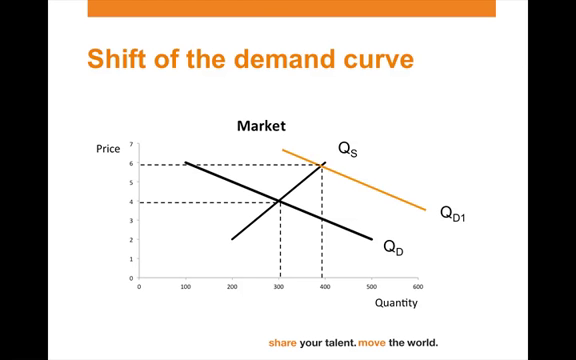Because of this shift in the demand curve, prices increase, and suppliers will be more willing to supply the market. This is, however, a shift along the curve for suppliers. So a new equilibrium will be reached at the price of 6 and a quantity of 400, as can be seen in this diagram.